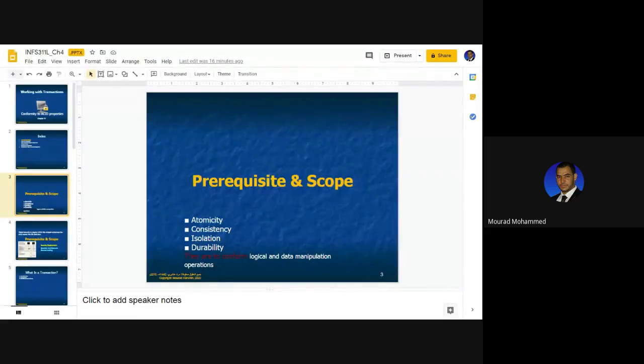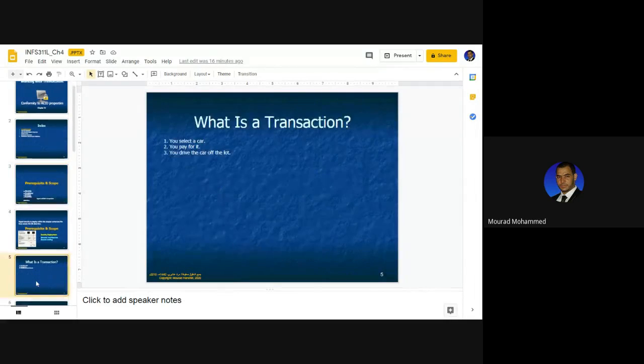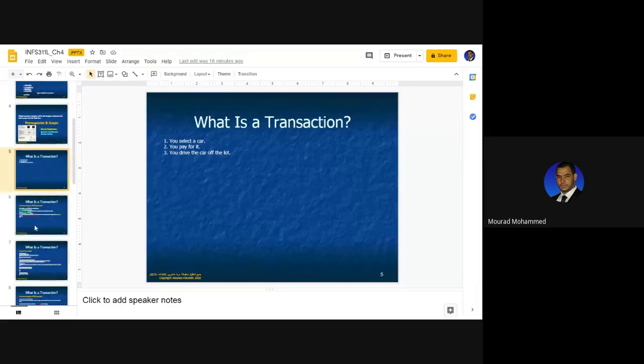The main purpose behind securing a transaction is the group of properties that we summarize in the four properties we see in front: atomicity, consistency, isolation, and durability. Briefly, I'm going to summarize them to you just to refresh your minds.